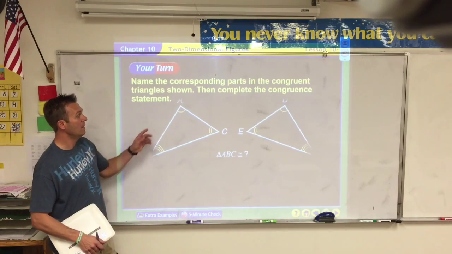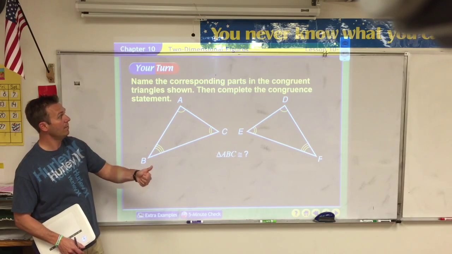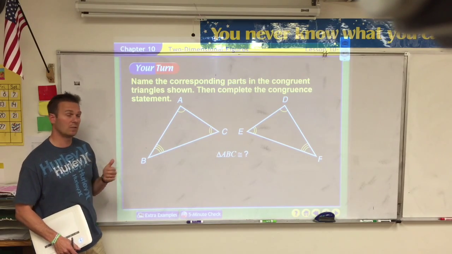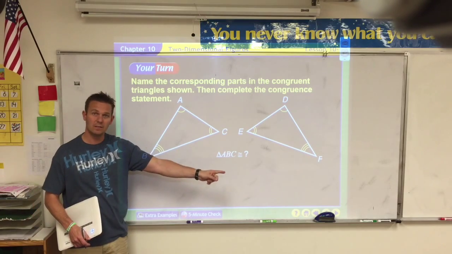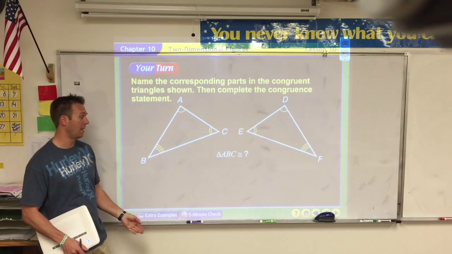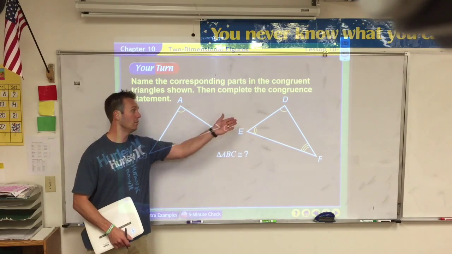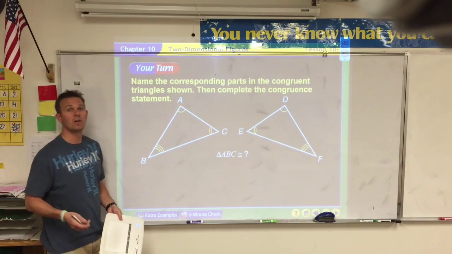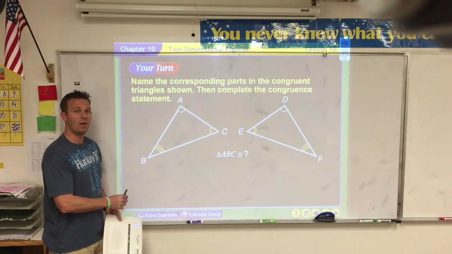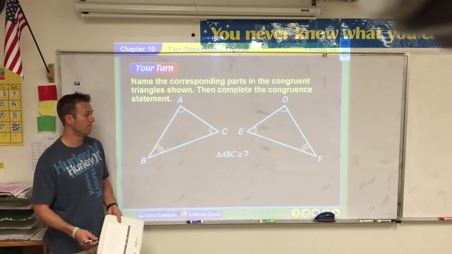Now it's your turn. You're going to have to figure out triangle ABC. You have to name the corresponding parts. So name the corresponding angles, the corresponding sides, and then complete the congruent statement. Triangle ABC is congruent to triangle whatever it is, okay? Go ahead and hit pause, solve this, and then check your answer, which I'm going to bring up in a moment.